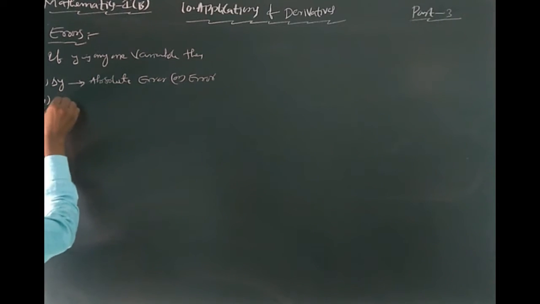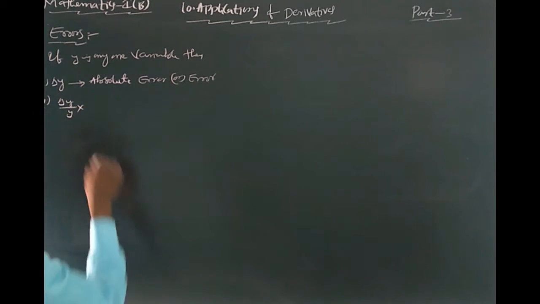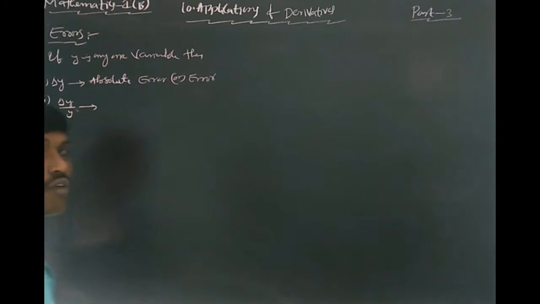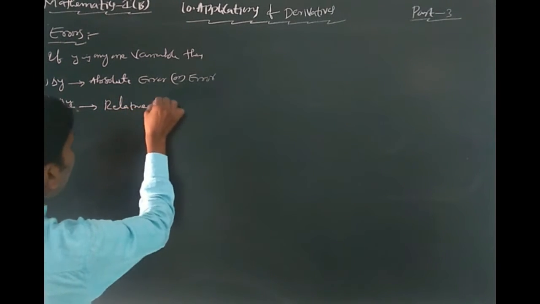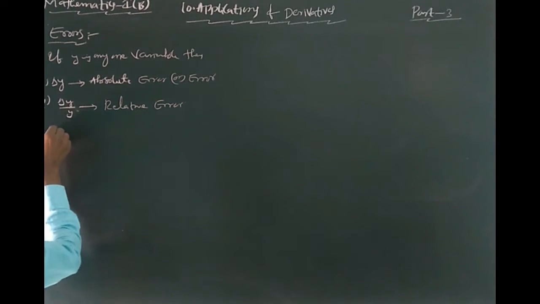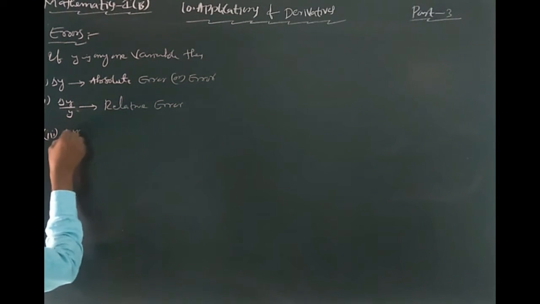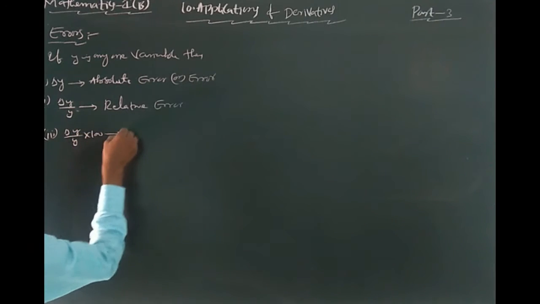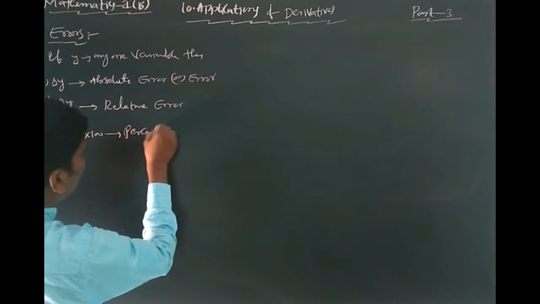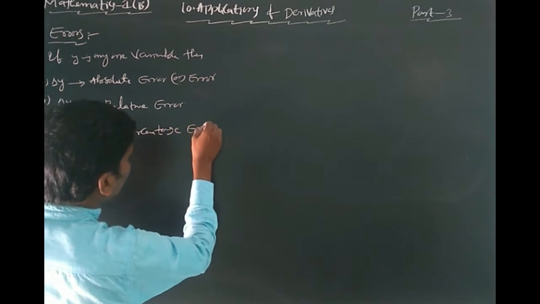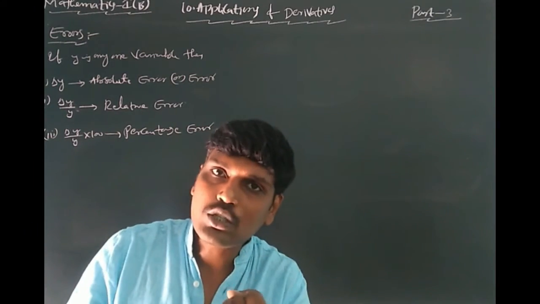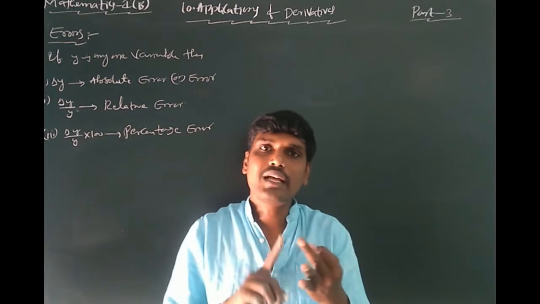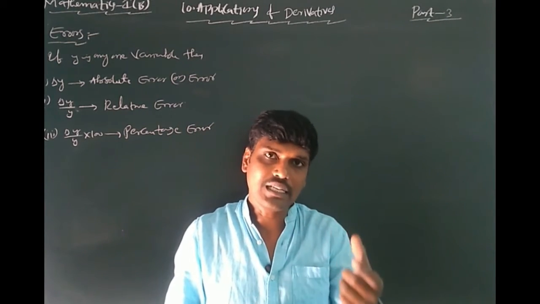Second one, delta y by y is called relative error. Which error? Relative error. Third one, delta y by y into 100 is called percentage error. Which error? Percentage error. See students, errors are three types. Errors are absolute error, relative error and percentage error.